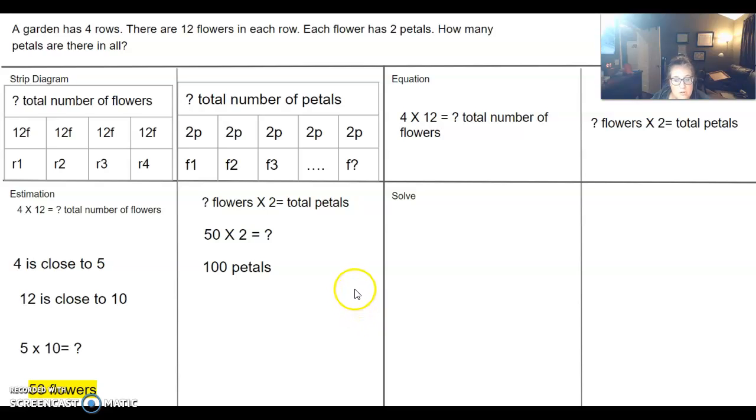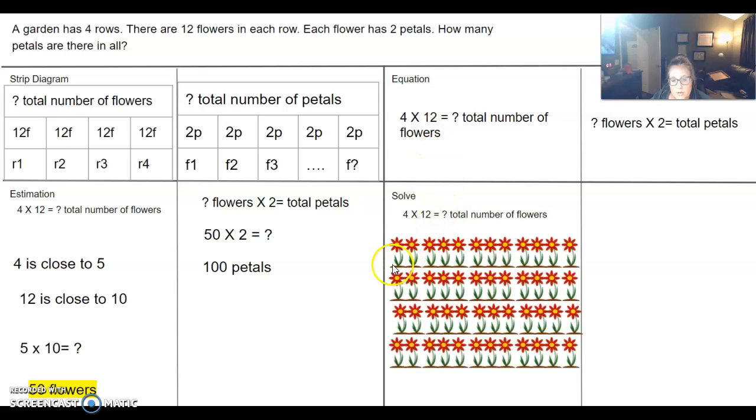But now I'm actually going to solve it to see. So I'm going to solve my first step. I'm going to do 4 times 12 equals my total number of flowers. So I'm bringing down that equation. And I'm actually going to do 4 groups of 12. I'm going to go ahead and make an array with my actual flowers. So here are my flowers. I have 4 groups, 1, 2, 3, 4, and there are 12 in each: 1, 2, 3, 4, 5, 6, 7, 8, 9, 10, 11, 12.